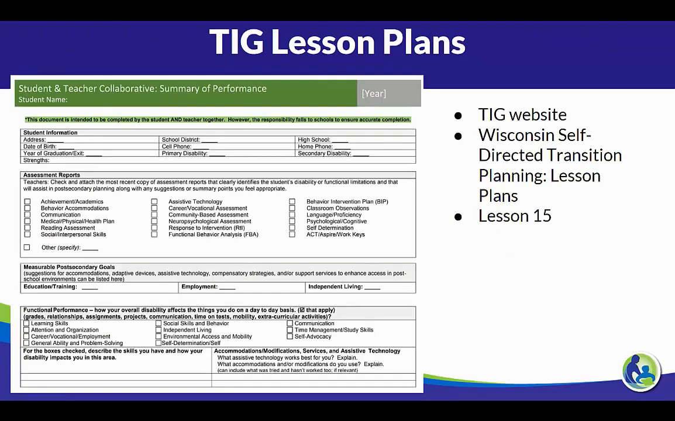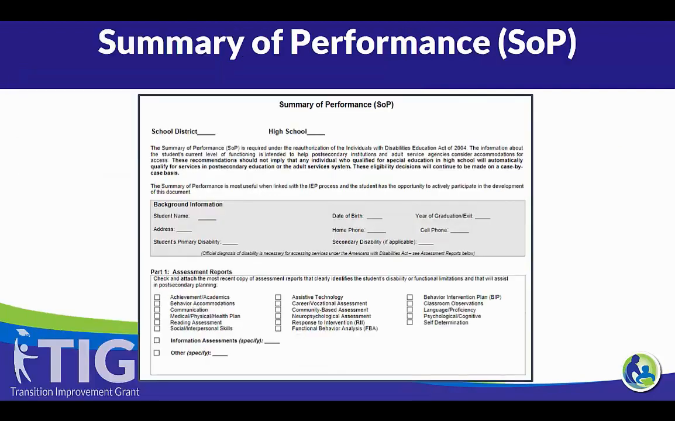A lesson has been created for teachers to use that can be found on the TIG website. Go to www.witig.org and select the Wisconsin Self-Directed Transition Planning and then Lesson 15. There you will find a lesson plan starter that can be used to teach students how to assist with completing the summary of performance documentation. On the TIG website, you can also find the Effective Practice Summary of Performance form.